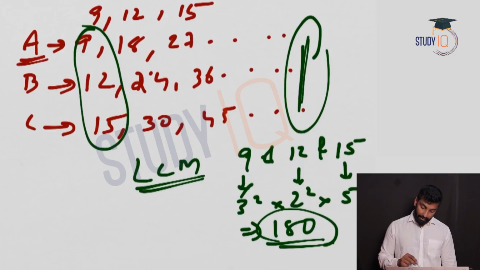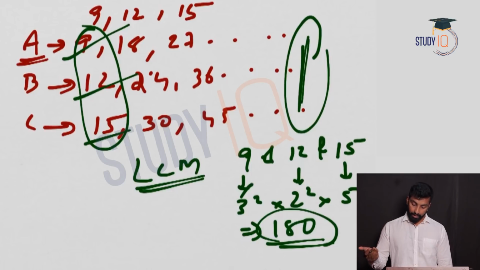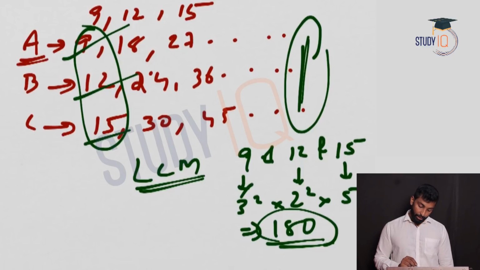Why? Because 180 is a multiple of 9, so the first bell will ring. It's a multiple of 12, so the second bell also will ring. The third bell will also be ringing because it is also a multiple of 15, right? 180 is a multiple of 15. So after 180 minutes, it will toll together again. All the 3 will toll together again.